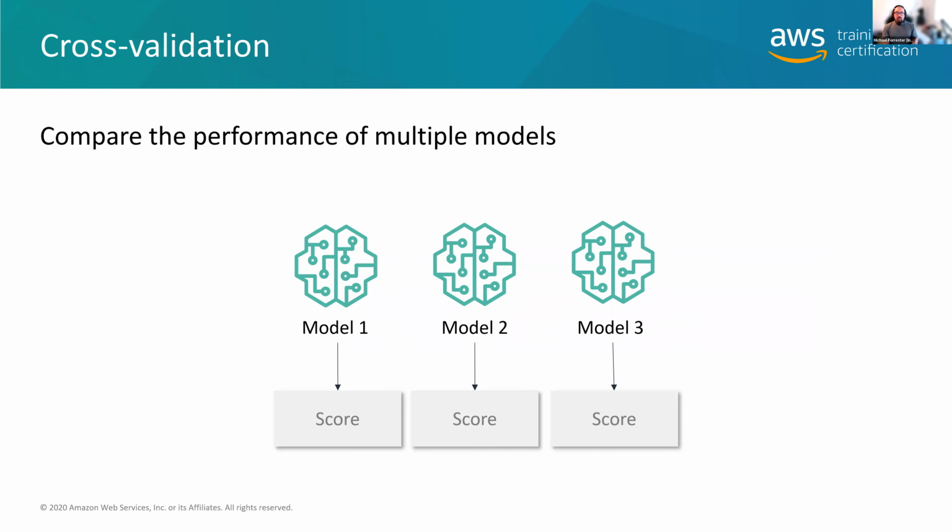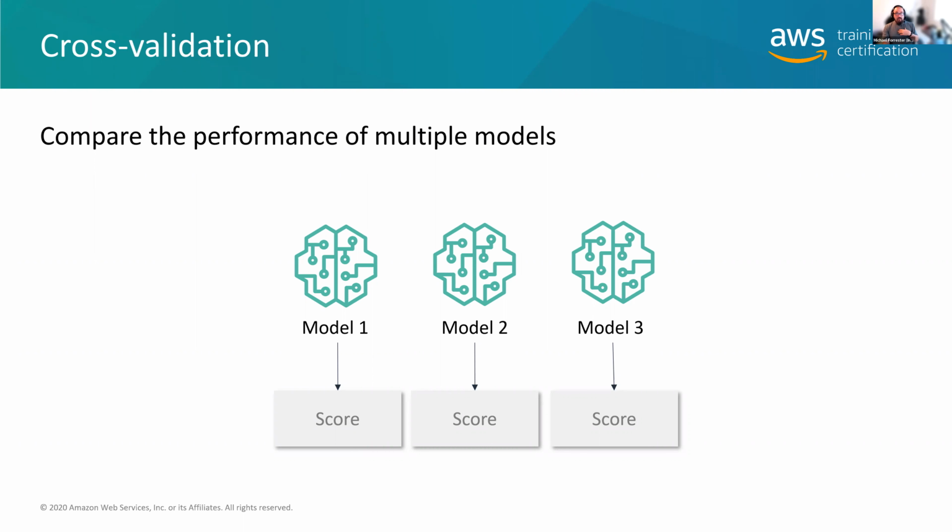Now, cross-validation is where you compare the performance of multiple models, which, by the way, could have very distinct differences, right? Or they could have very subtle differences, which is where I think a lot of people go with that. So the goal behind cross-validation is to help you choose the model that will perform the best in production.